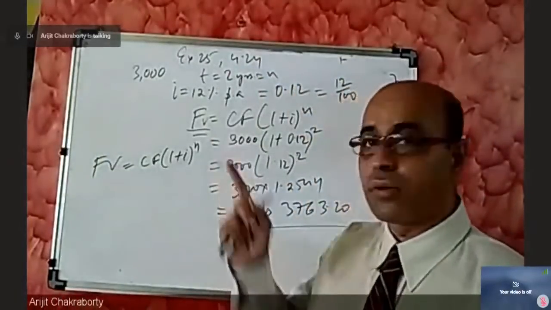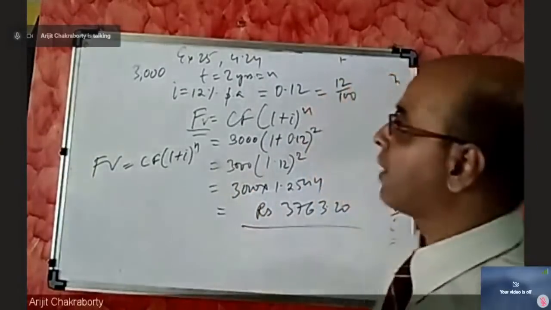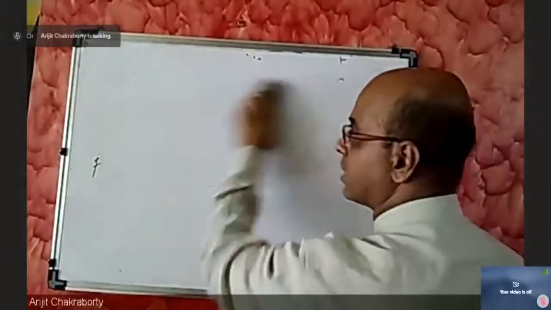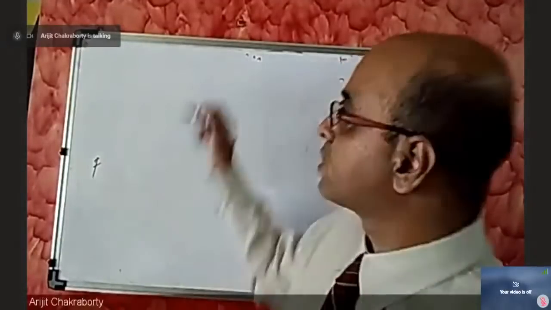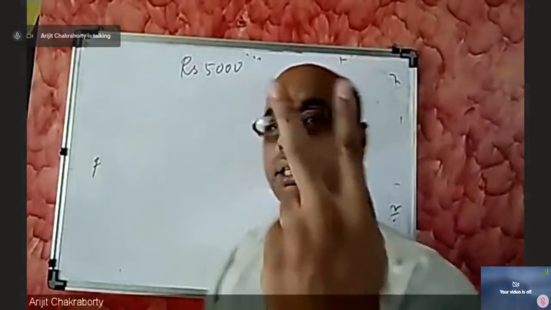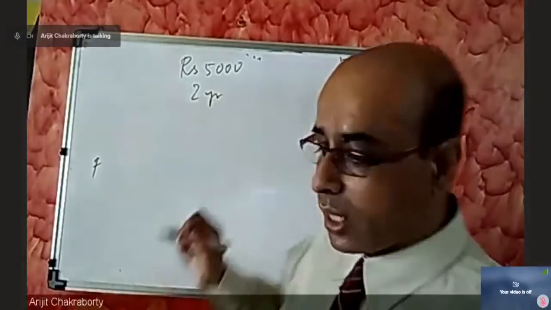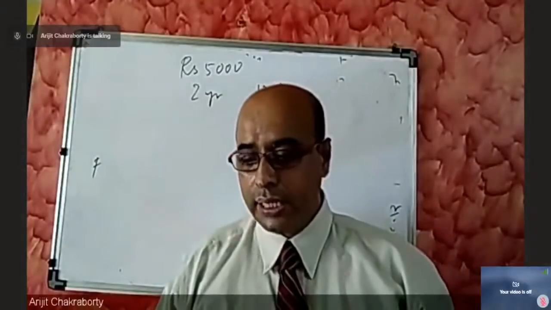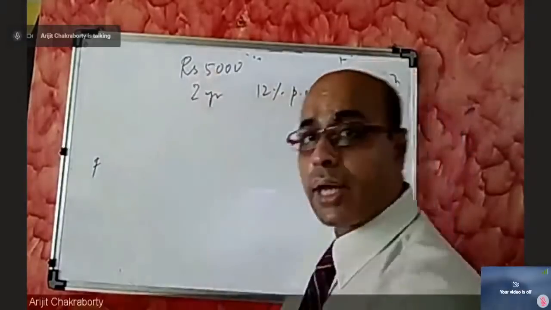Okay. Now we go to another problem. This is from one of the past questions which came in the exam, and it is linked to annuities. Ravi invests rupees 5,000 in a 2-year investment that pays 12% per annum. So what is the future value of the investment? It is identical to the last problem.